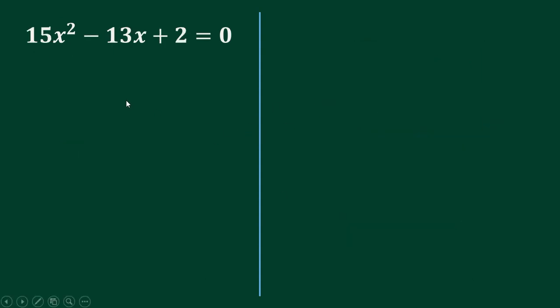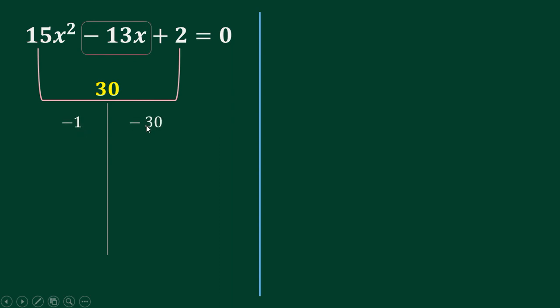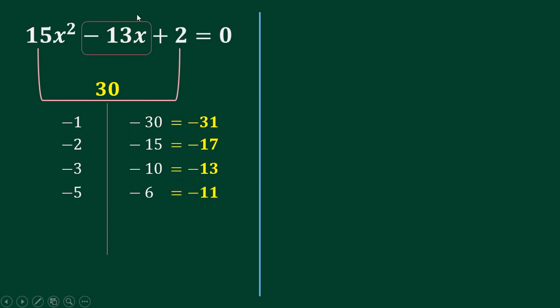Then let's have another example. 15 times 2, that's 30. Since the middle term is negative, both factors are negative, because negative times negative is positive. Okay, so these are the factors of positive 30. Then you add. So negative 31, negative 17, negative 13. Then we have the negative 11. Since the middle term is negative 13, this is our factor in a square.